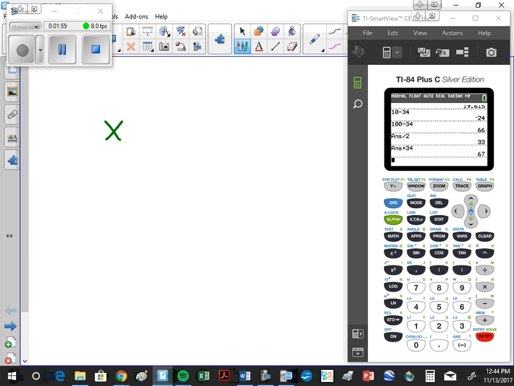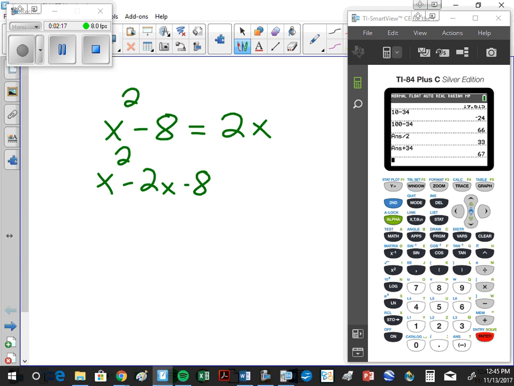What if I had x squared minus 8 equals 2x? What do I need to do there? I need to write it in descending order. It would be x squared minus 2x minus 8. Now does it factor? x minus 4 and x plus 2.